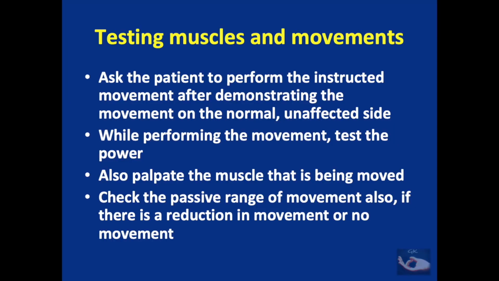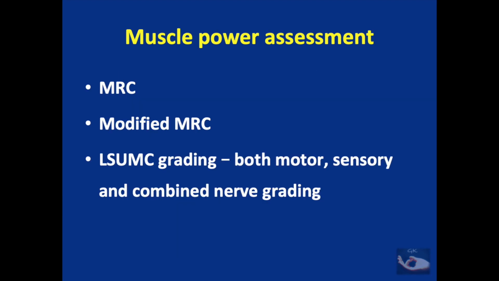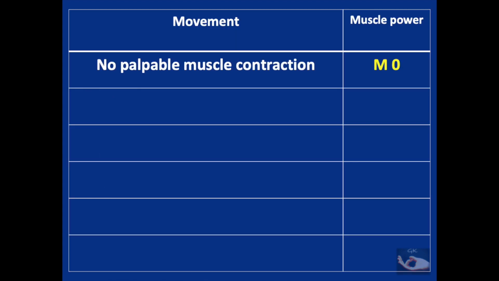On testing the muscles, there are four things to be done. One is performing the movement, testing the power, palpating the muscle that is being moved, and lastly, if there is no movement, look for the passive range of movement. The muscle power can be assessed either by the MRC, the modified MRC, or the Louisiana State University muscle grading. The simplest way of measuring the power of the muscle would be while palpating for the muscle contraction.